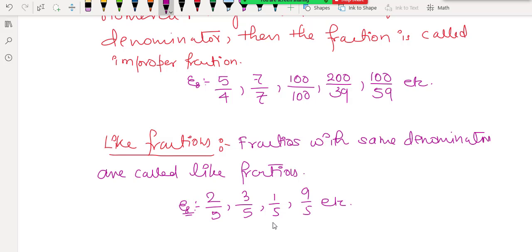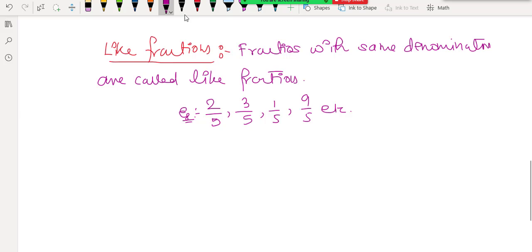Now what are unlike fractions? What are unlike fractions? Yes, please. Yes, what is unlike fraction?